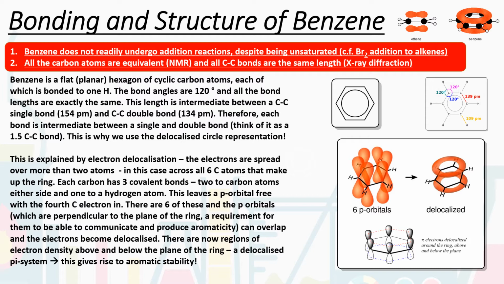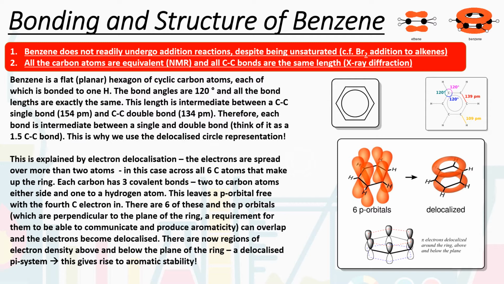And so this is a requirement for them to be able to communicate and produce aromaticity. These p orbitals need to be all in the same plane as each other, and they need to be able to communicate. They need to be able to essentially sort of see each other. And so these p orbitals can overlap with each other, and they can cause the electrons to become delocalized. They're now no longer associated with just one carbon atom or even just a carbon-carbon bond like in an alkene, but they are completely delocalized around that entire benzene ring.